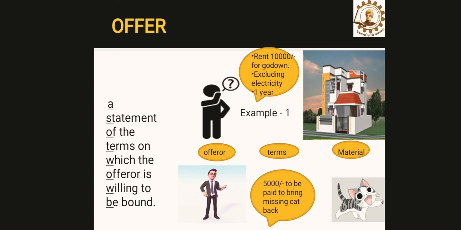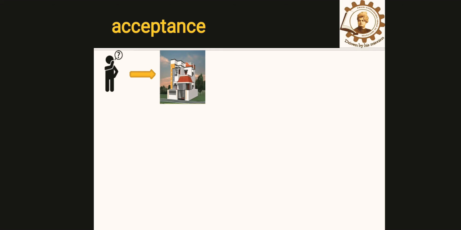Now, carrying forward both of these examples, we'll know what is acceptance. This is the person who has made the offer. This is the offer, and this is called the offerer, who has made an offer of a godown with certain terms and conditions being laid down.